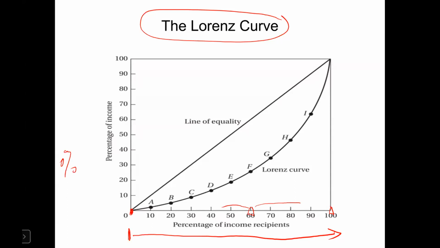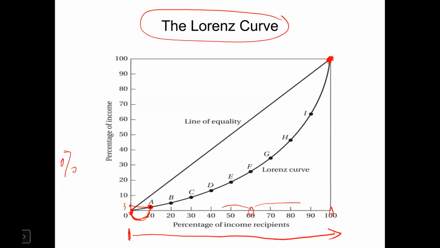Okay, so this is the first step. Secondly, for each percentage, say 10%, you find the total income of those 10% of people and their share of the total income of the society. Here, 3 means the poorest 10% of the population has only 3% of total income. By construction, 100% of the households share 100% of the total income. So this is how we get the Lorenz curve.